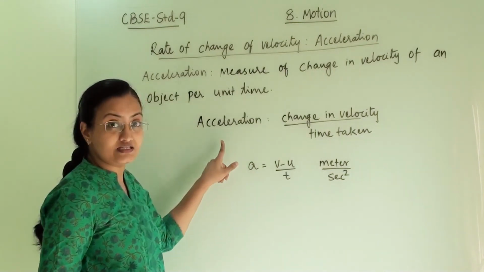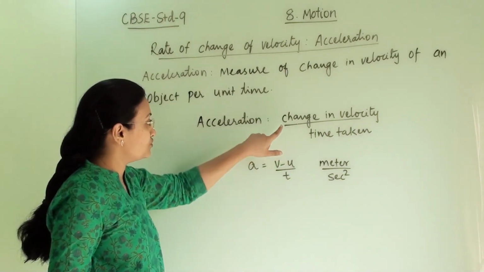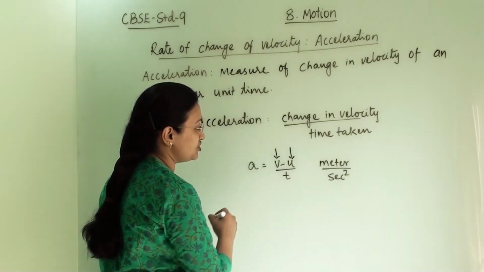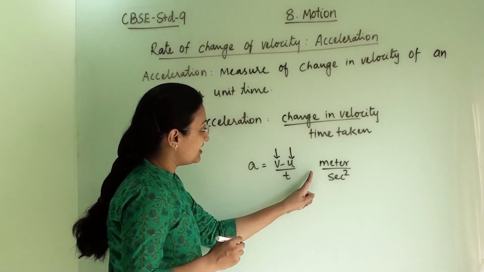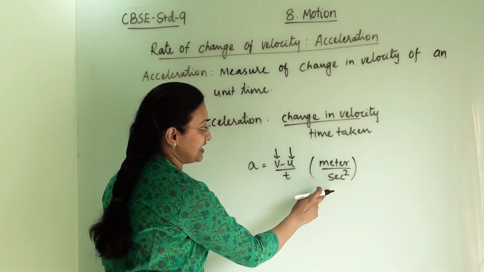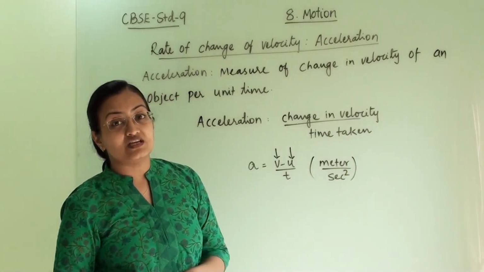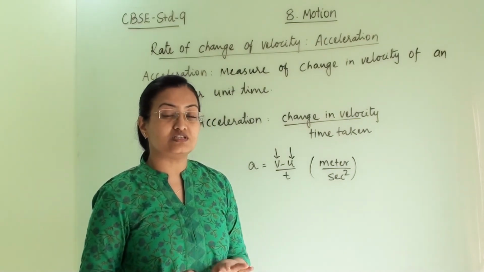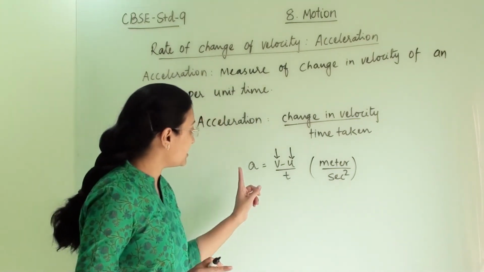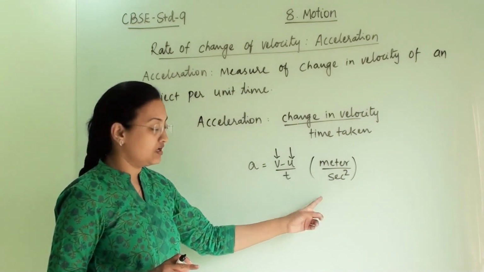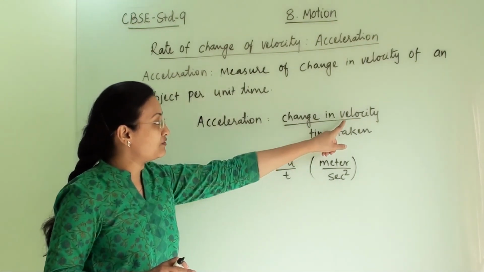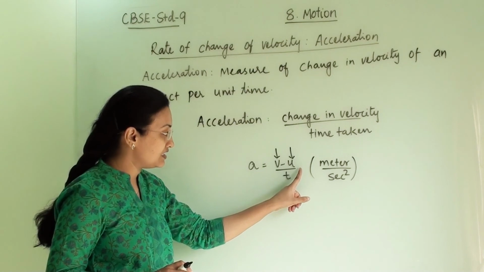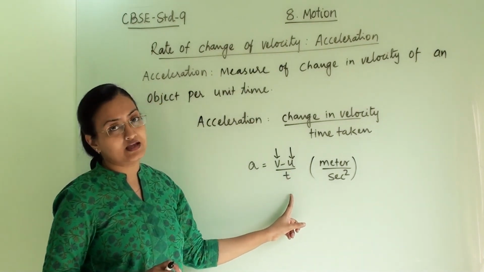So A is acceleration, equals V minus U divided by T. V minus U is the change in velocity, where V is final velocity and U is initial velocity, and the unit will be meter per second square. Till now we have seen the unit meter per second for speed, velocity and average velocity. Here acceleration is meter per second square. And what is acceleration? That is change in velocity divided by time taken. So final velocity minus initial velocity divided by time.